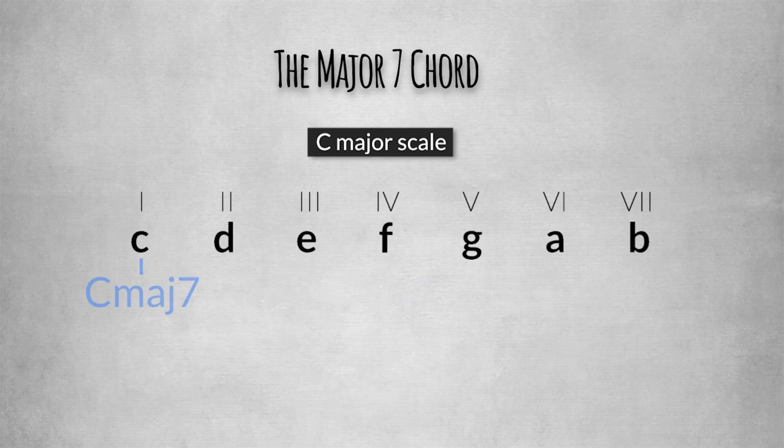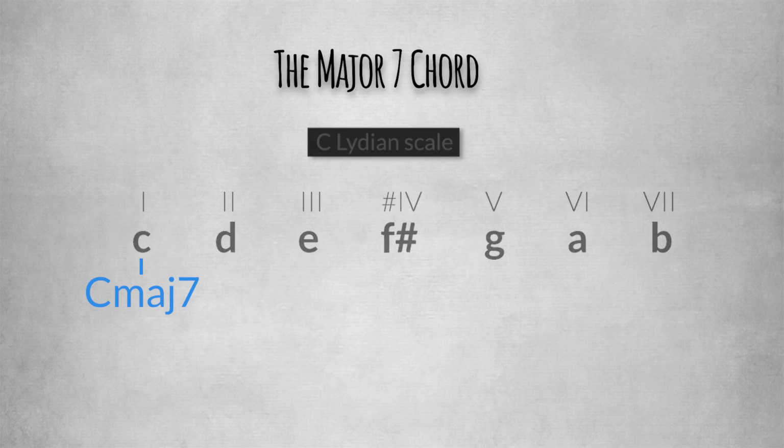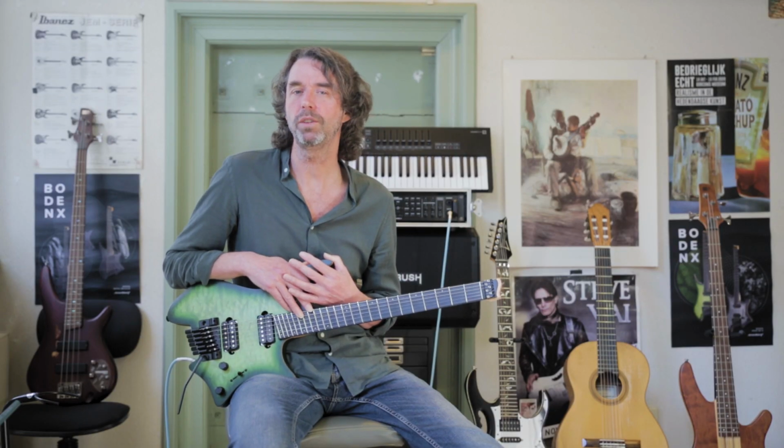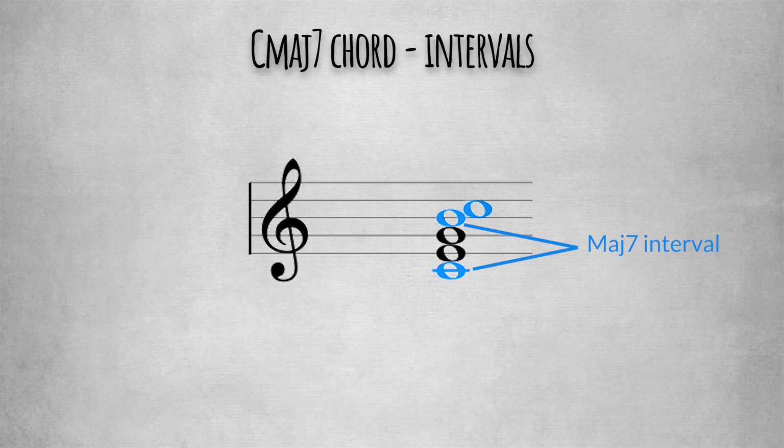Now besides the tonic of the Ionian mode, the major 7 chord can also be the tonic of the Lydian mode. Sometimes a sharp 11 is added to give the chord a Lydian quality. The sound of the major 7 chord is determined by the major 7 interval and the minor 2nd interval. Both result in a rather dissonant sound.